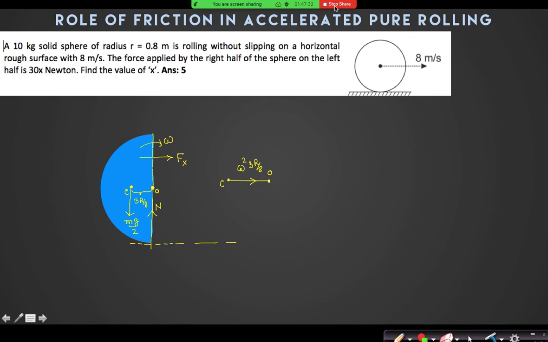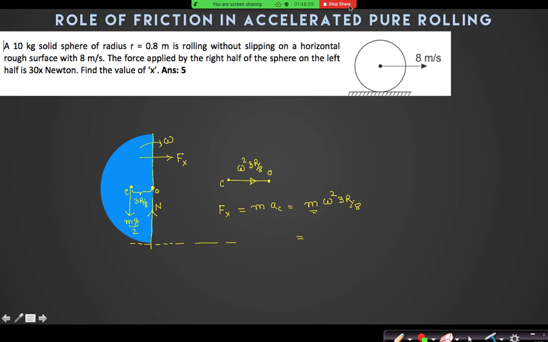O does not have any acceleration, vertical or horizontal. So point C has this horizontal acceleration only, right? So the net force on it, the horizontal force Fx, will be its mass times the acceleration of C, and that acceleration of C is nothing but omega square into 3r by 8. I think that should be the answer of this question. So the mass will be m by 2.